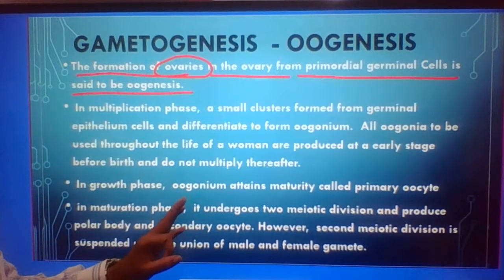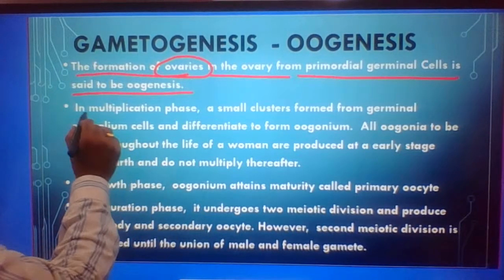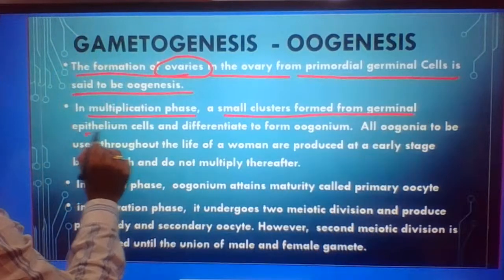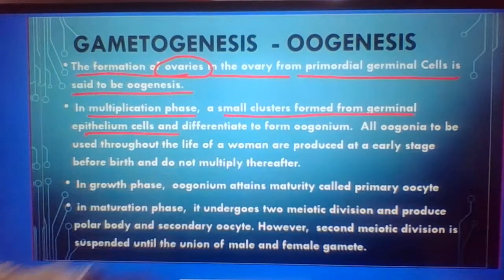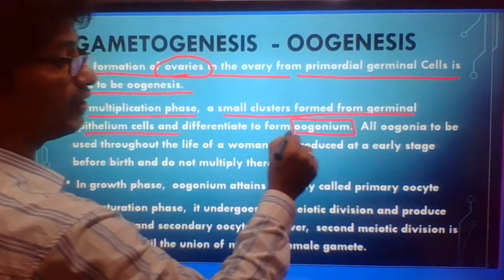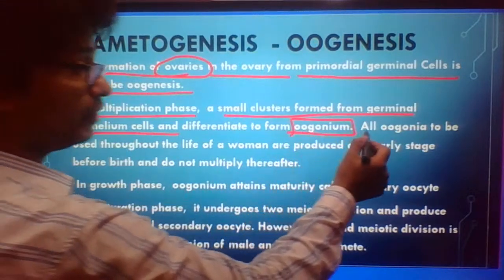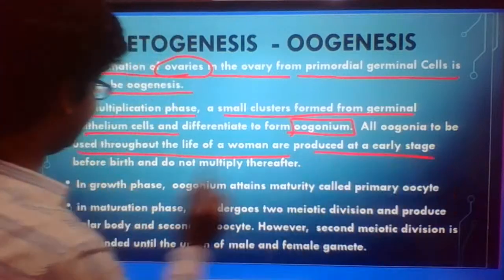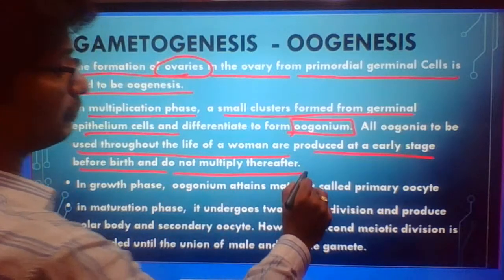Here also, the same way: multiplication phase, growth phase, maturation phase. These three phases are common to both processes. In the multiplication phase, small clusters formed from the germinal epithelial cells differentiate to form, first, the oogonium. I already told you the flow chart. All oogonia to be used throughout the life of a woman are produced at the early stage before birth and do not multiply thereafter.